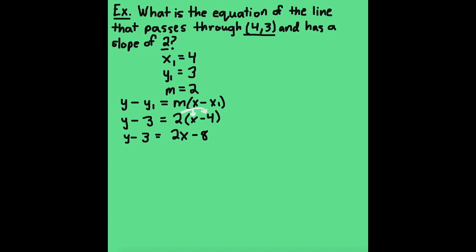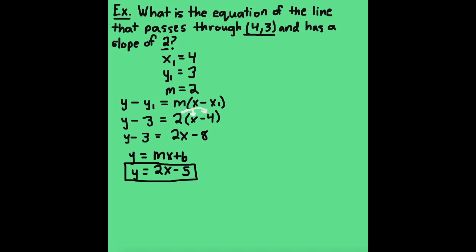Then, we will convert it to slope-intercept form. Slope-intercept form is y equals mx plus b. This means that we will put y on one side and everything else on the other side. So we will have to add 3 to both sides. We will get y equals 2x minus 5. Therefore, the equation of the line that passes through the point 4, 3 and has a slope of 2 is y equals 2x minus 5.